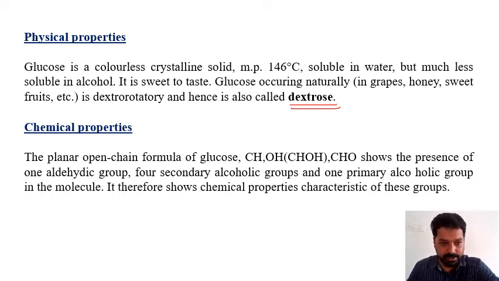Coming to the chemical properties. Glucose and some other carbohydrates can be represented in both cyclic and open chain formulas. The open chain formula of glucose is CH2OH, (CHOH)4, CHO. You can see the presence of a CHO aldehyde group, four secondary alcoholic groups, and one primary alcoholic group. Therefore, glucose shows the chemical properties of these aldehyde and alcoholic groups.